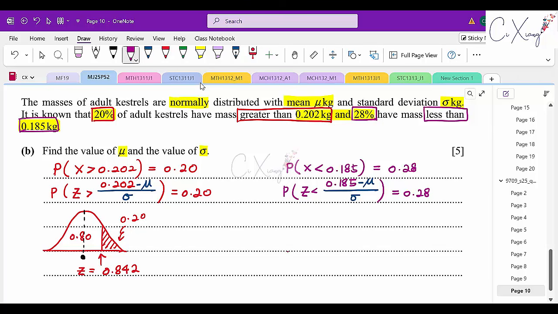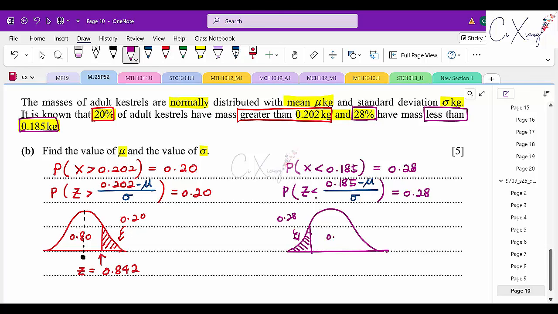Let us visualize it using a diagram to help us. 0.28 is also a small area, and z is smaller than. Smaller means that when you draw the diagram, it should be somewhere here. Then this is 0.28.